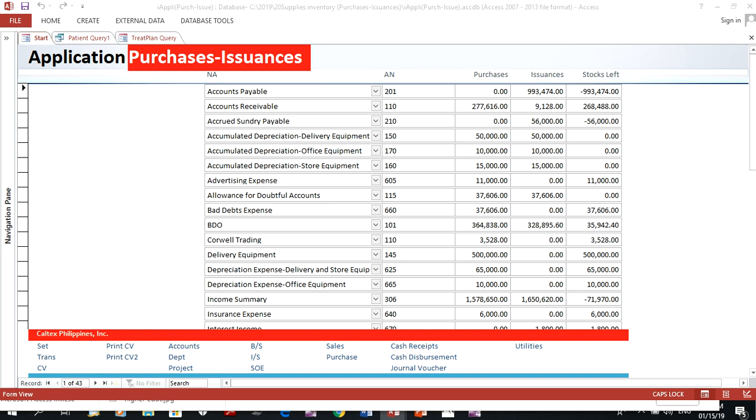This application is about purchases and issuances. Normally, these are references to industries that have stocks inventory, but nonetheless, it could also be used in a debit credit fashion because that's what the system is for. It enters transactions in a debit credit entry, but for purposes of presentation pertaining to inventory, let's take for instance that these are purchases and issuances.